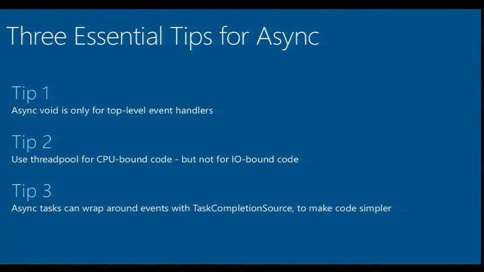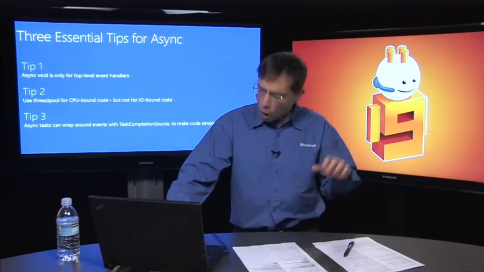These, just in a nutshell, are the 3 tips. Number 1, async void is for top-level event handlers only. Number 2, be very careful to understand what is CPU-bound code and what is I/O-bound code. Number 3, learn how to use task completion source to turn events into tasks. We'll be diving into all of those in a lot more detail and seeing lots of code for it.